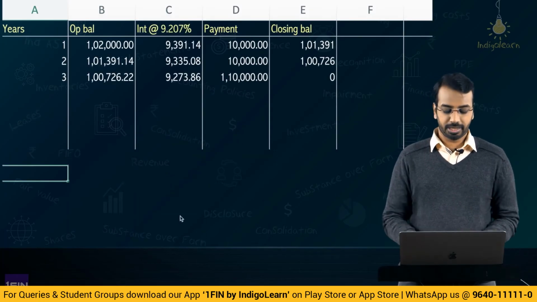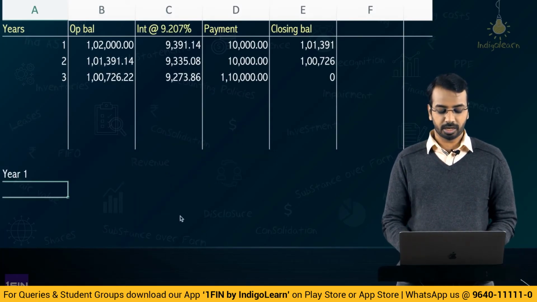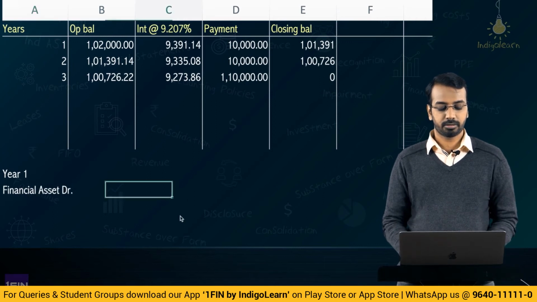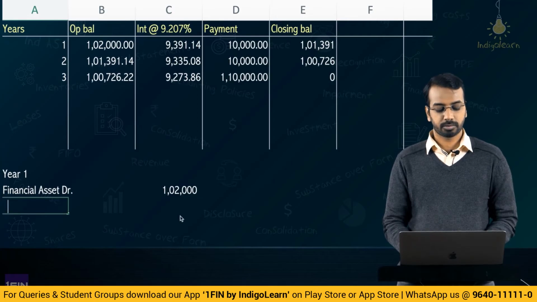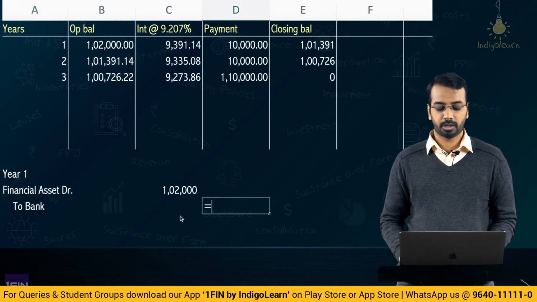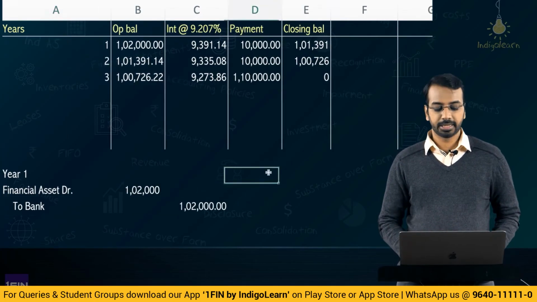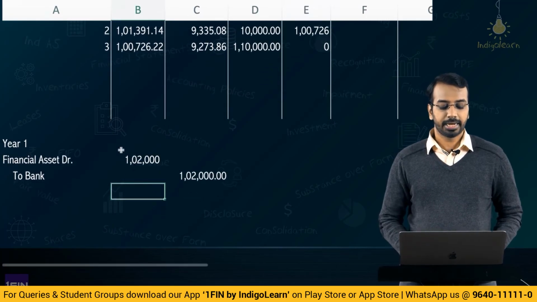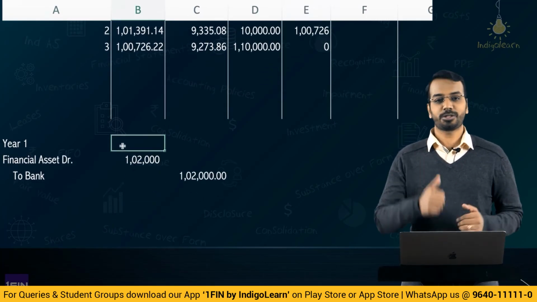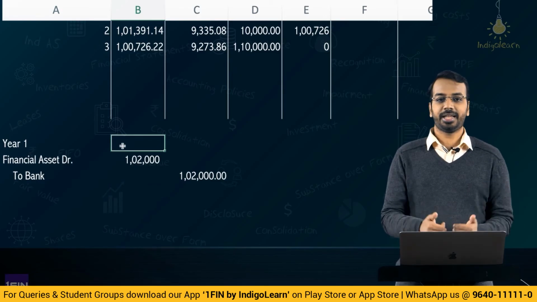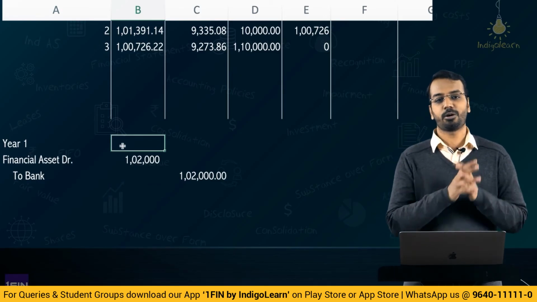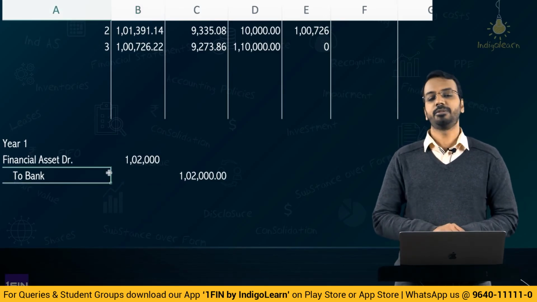Now, when we look at the journal entries in the first year, year 1, what is the journal entry? Financial asset, debit 1,02,000 to bank 1,02,000, right. Now, whether you follow amortized cost method or whether you designate the financial asset as fair value through other comprehensive income, initial recognition will be the same.